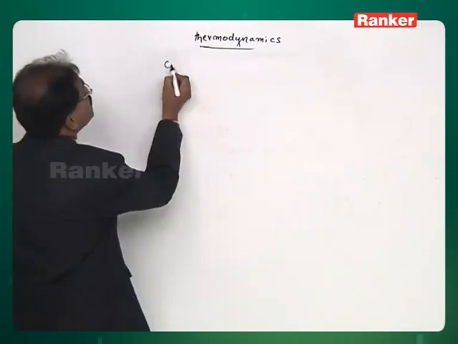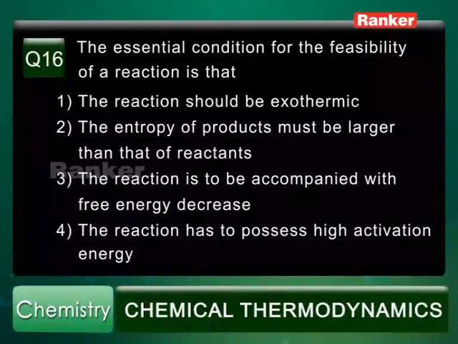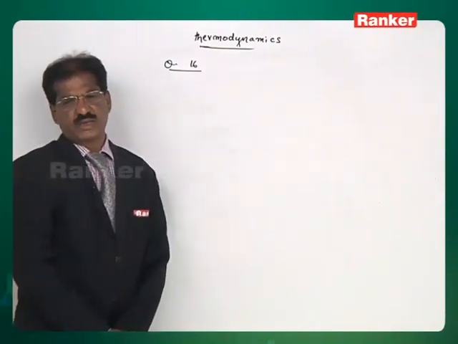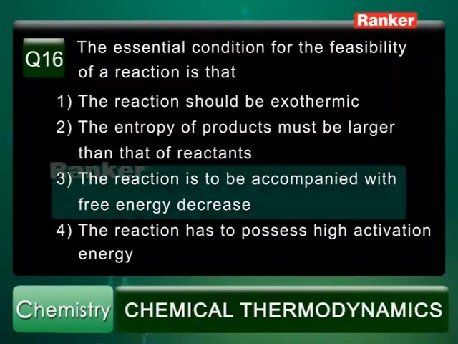Next, question number 16. The essential condition for the feasibility of a reaction is that, first option, the reaction should be exothermic. The entropy of the products must be larger than that of the reactants. The reaction is to be accompanied with a free energy decrease. The reaction has to possess high activation energy. The essential condition for the feasibility of the reaction is that the reaction must be accompanied with a decrease of free energy. So, answer is 3.